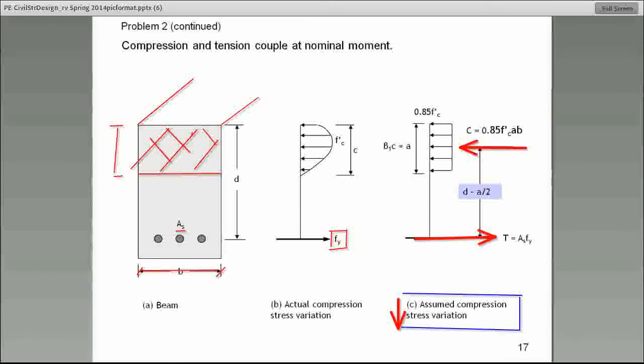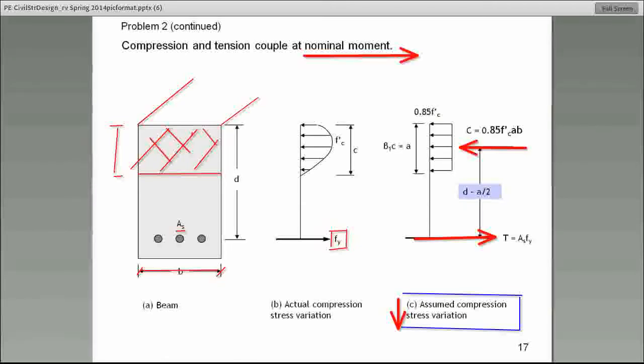Kenneth says it's a couple. Caleb says couple. Lisa says couple. Donald says a couple. Yeah. So here we have a couple system. All right. Now tell me, what is the moment that's produced? A couple force system causes a moment. All right. Now, that moment, guys, that moment is called nominal moment.